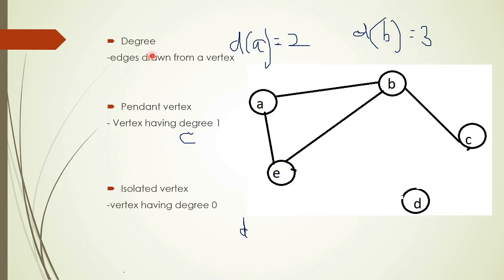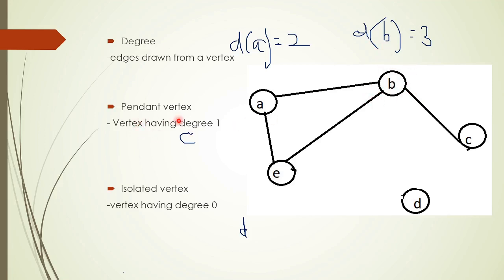Degree. The number of edges drawn from a vertex will make up its degree. If I have a vertex A, as I can see, two edges are drawn from A, so the degree of A, D of A, is equal to 2. Now when I see B, I have 3 edges drawn from it, 1, 2, 3. So the degree of B is 3.